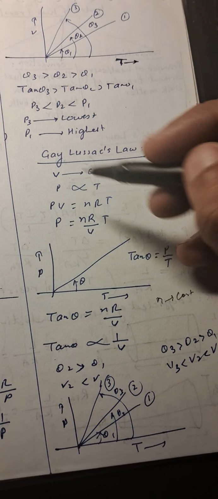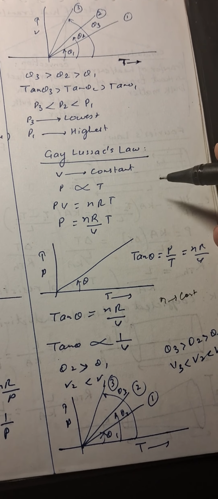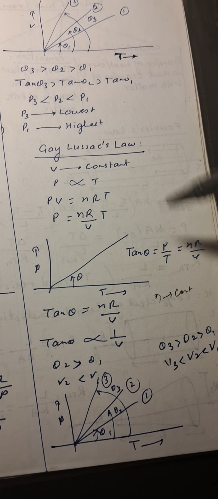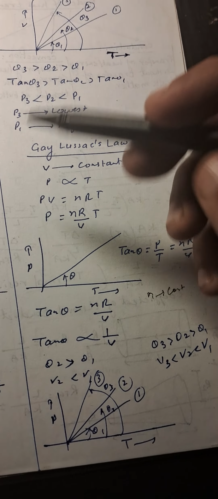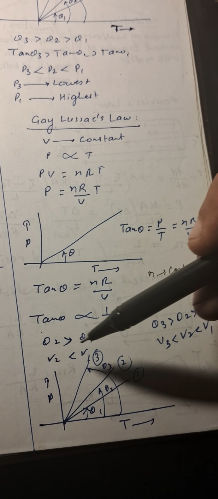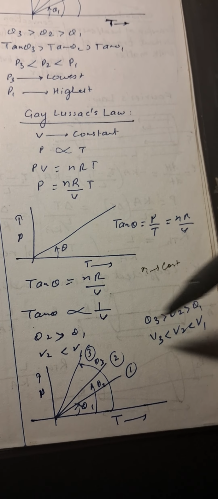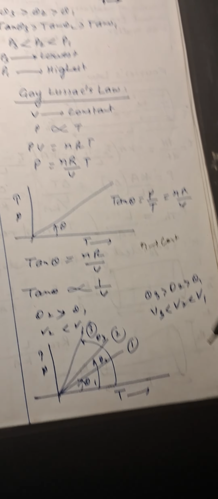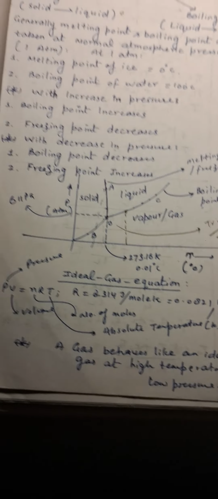Then we have Gay-Lussac's law, that if volume is constant, pressure is proportional to temperature, so P is nR by V into T. So here tan theta is P by T, which is nR by V. So we can say that tan theta is proportional to 1 by V. So corresponding to a greater angle, volume will be less. If we have three different graphs, then corresponding to the greatest angle, we have the least volume. So this we can analyze from these graphs.